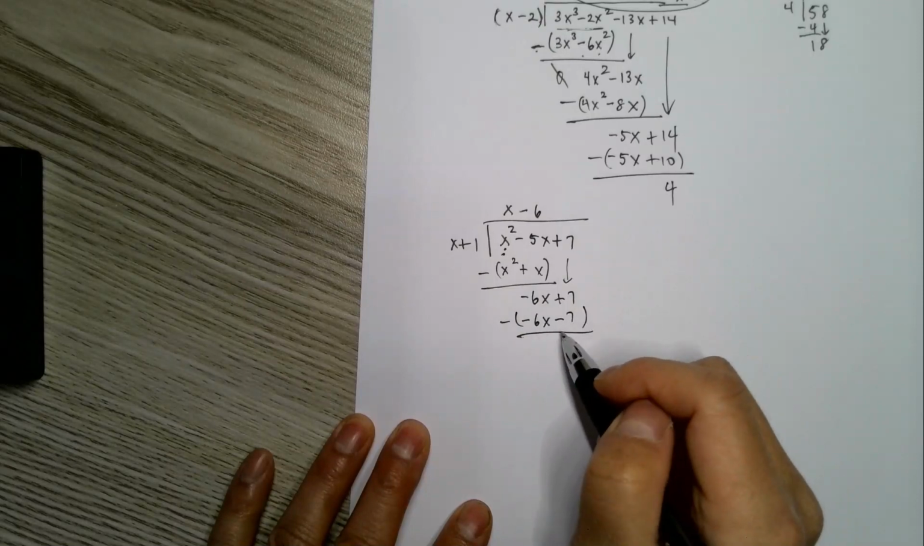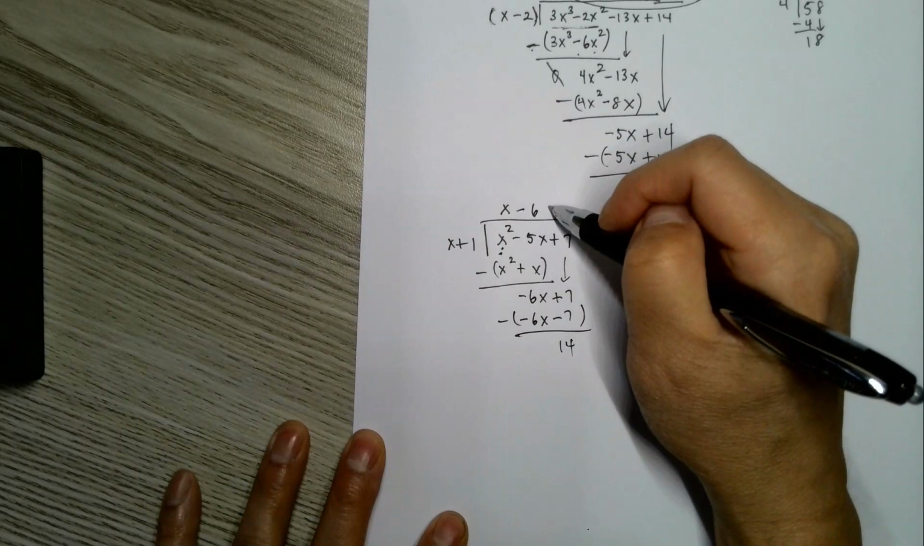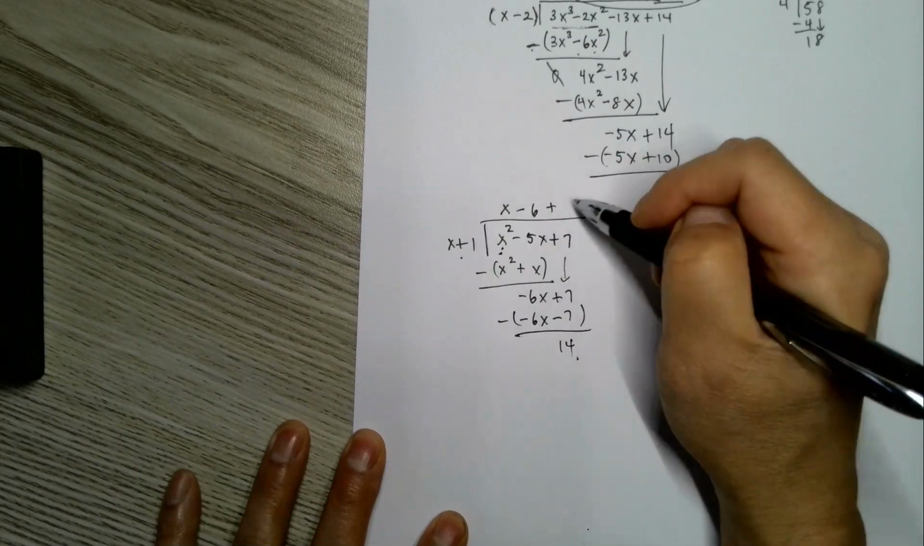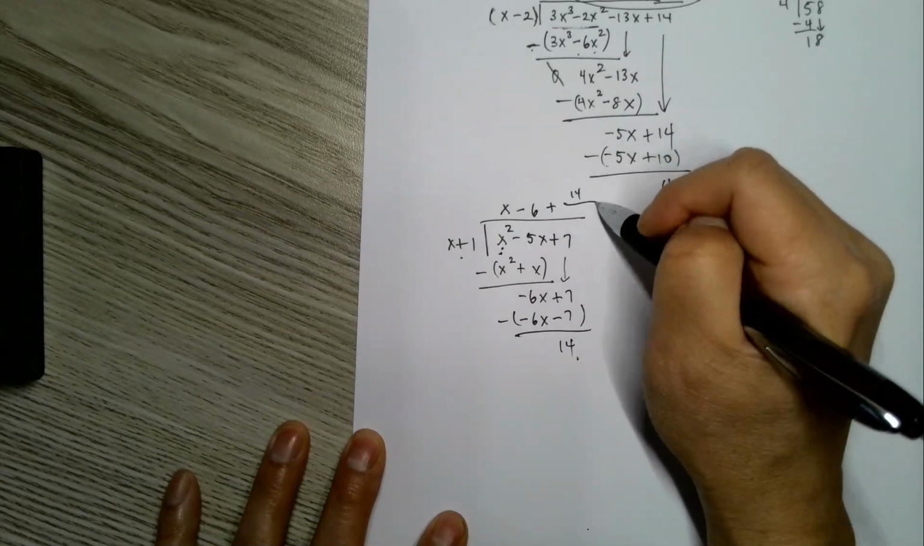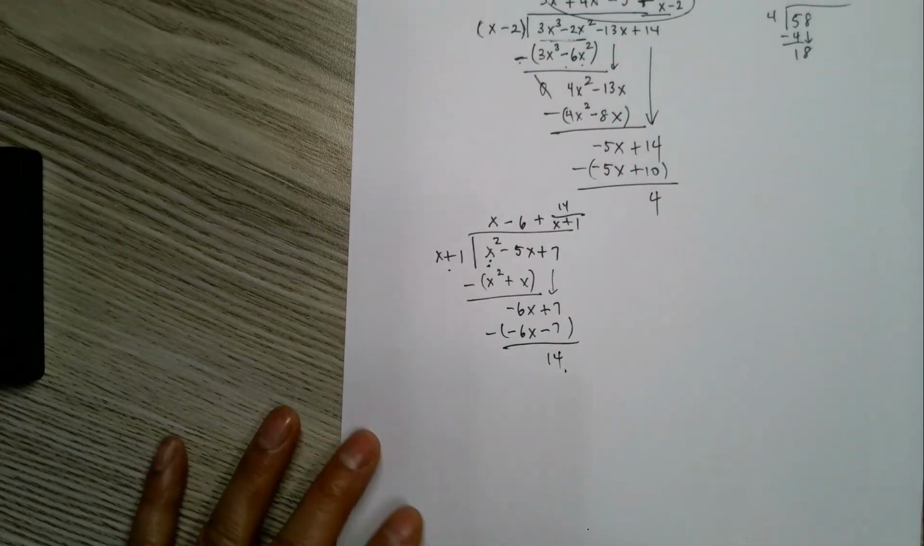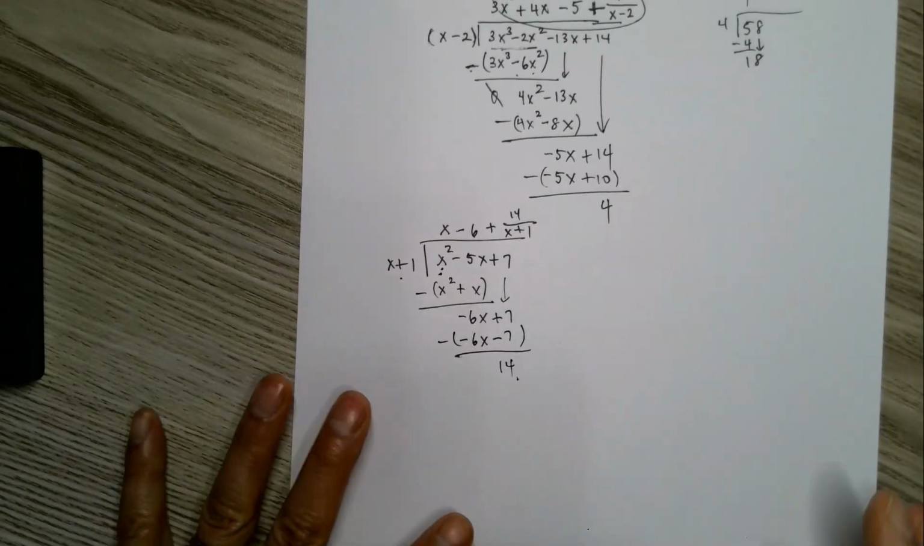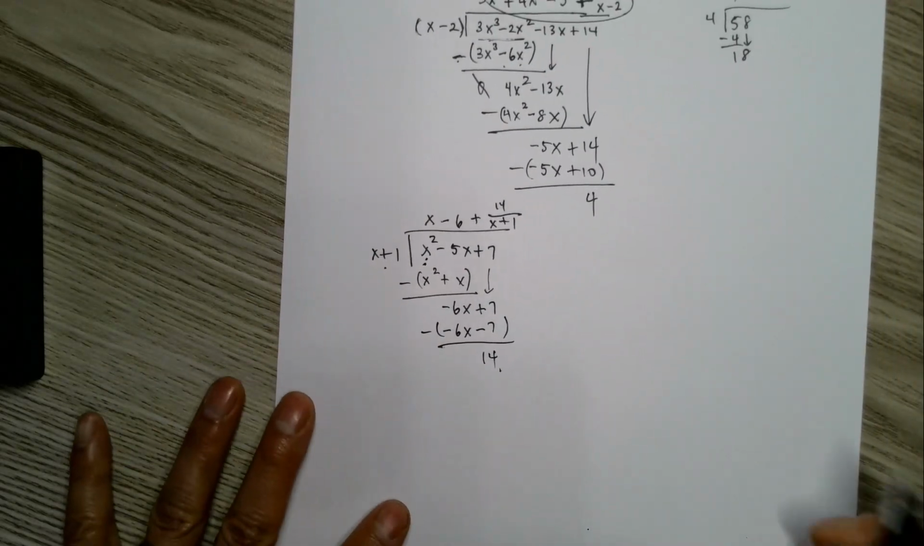And I get 14 remainder. Remainder over divisor plus remainder over divisor. And there you go. Actually, that wasn't the one I wanted to show you because that had no wrinkle. This is the one I wanted to show you that does have the wrinkle.